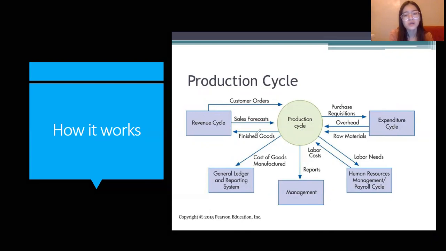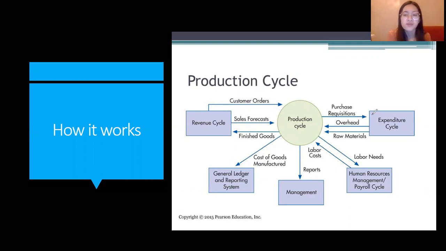So, what are the uses of the other cycles to it? As I said, information flows to and from the production cycle. So what is this information? First, we have the revenue cycle. The revenue cycle provides information on customer orders and sales forecasts for use in planning production and inventory levels. And from the production cycle, it receives information about finished goods for sale.